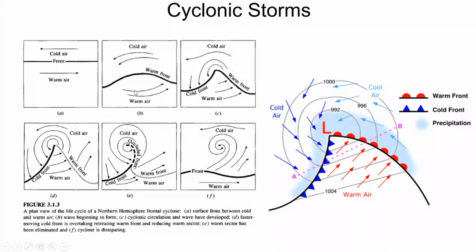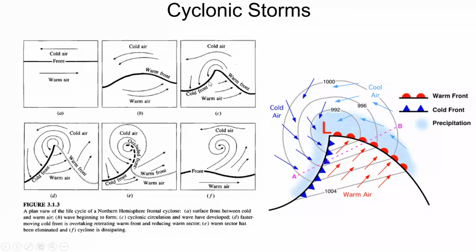You can see some kind of circulation pattern is developing here. So the cold air, which is pushing into this warm air, that leading edge is called a cold front. Similarly, this warm air is pushing into cold air. That leading edge is called a warm front.